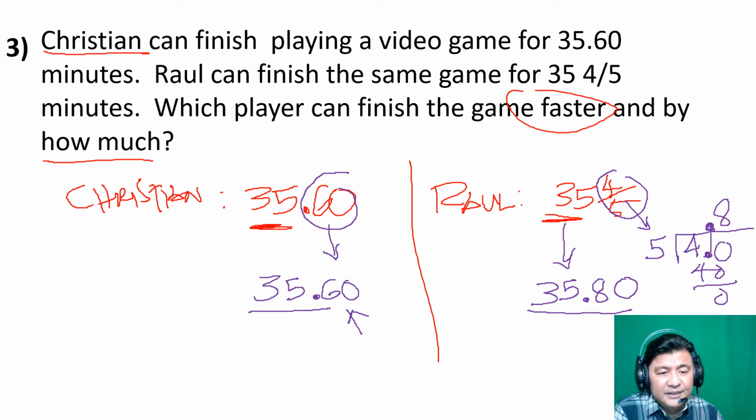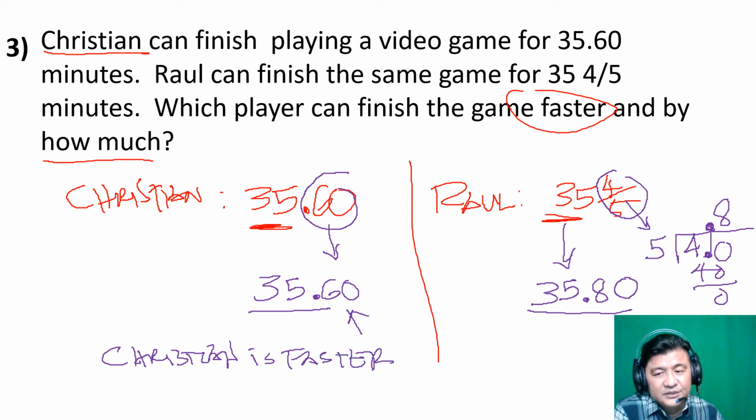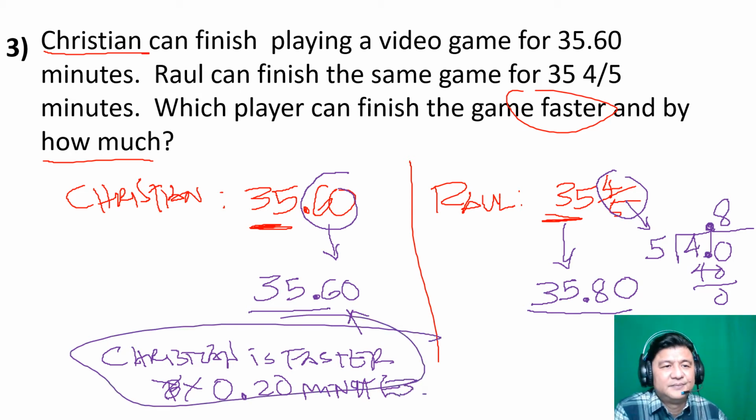Of 0.60 of a whole minute. Okay, so how do I write? Christian is faster by, what's the difference between 0.80 and 0.60? Faster by, yes, 0.20 minutes. All right, so that's the answer.